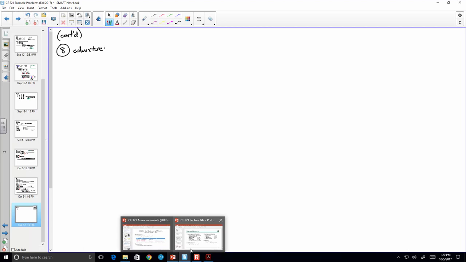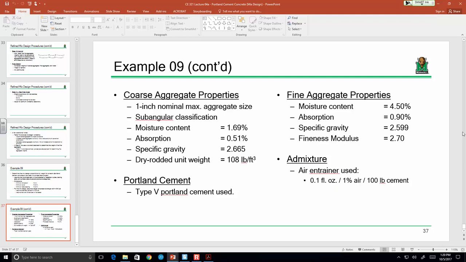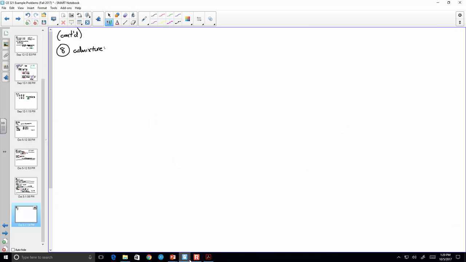Okay. So for this air entrainer, what this is stating is that 0.1 fluid ounces of this air entrainer will produce 1% air for every 100 pounds of cement. Everybody see that right here? Okay, so our rate is 0.1 ounces that will generate 1% air for 100 pounds of cement.